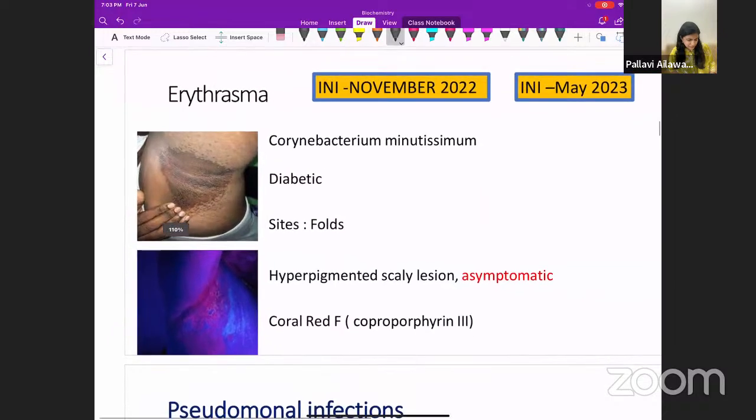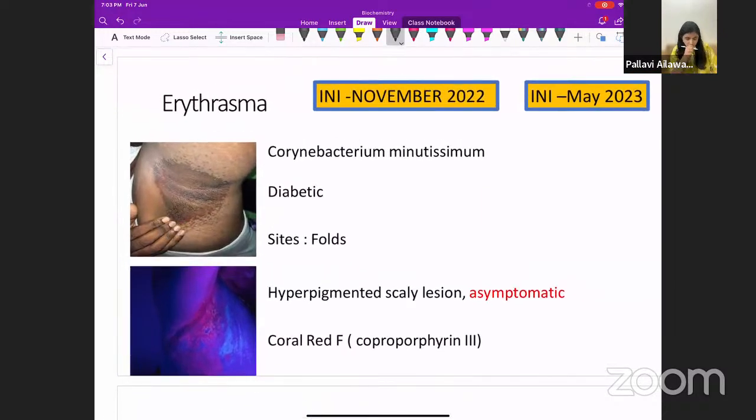Then erythrasma, without any doubt, extremely important, asked in INI-CET, asked in FMGE exams. Everywhere it is a very common question. Causative organism, Corynebacterium minutissimum. This is a commensal, causes infection mostly when a patient is diabetic, presents with hyperpigmented scaly lesion in the skin folds. Wood's lamp shows a coral red fluorescence. So this is erythrasma.